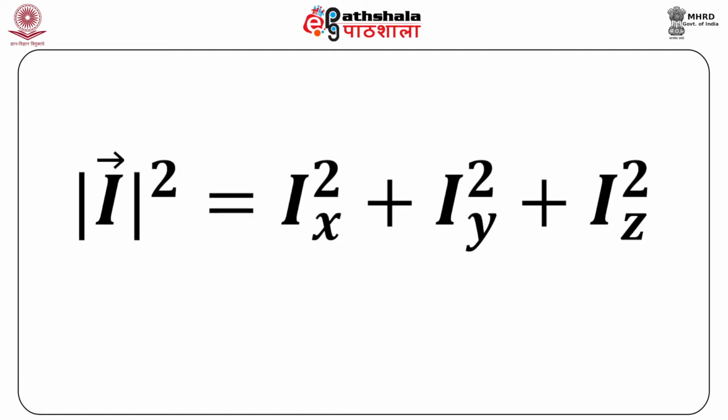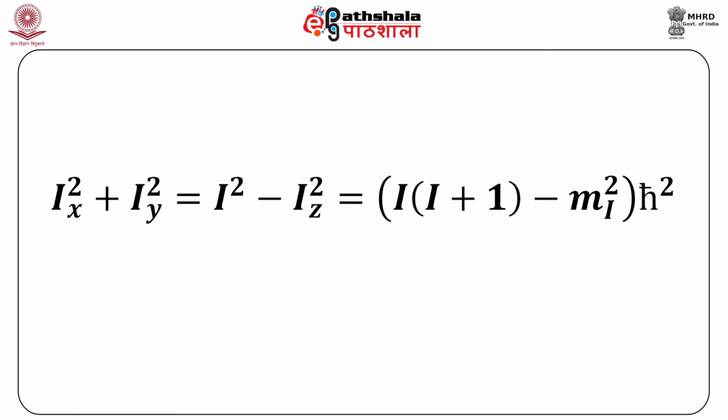Also, since only I and one of its components Iz are quantized, it follows that since I squared equals Ix squared plus Iy squared plus Iz squared, Ix squared plus Iy squared equals I squared minus Iz squared. If you put in the quantized values, this is I(I+1) minus m_I squared, times h cross squared. Thus, though Ix squared and Iy squared are not individually quantized, the sum of the squares is quantized and can only take on these specific values. The locus of all these points is a cone, and Larmor precession is thus explained.